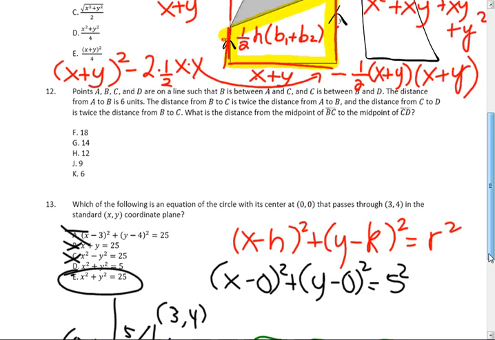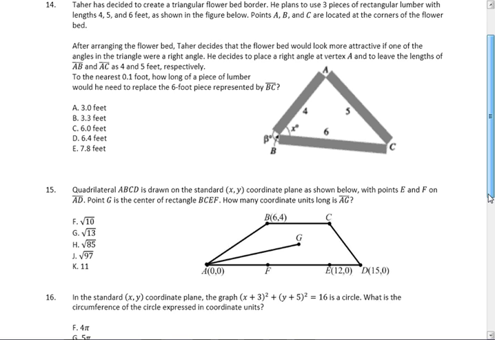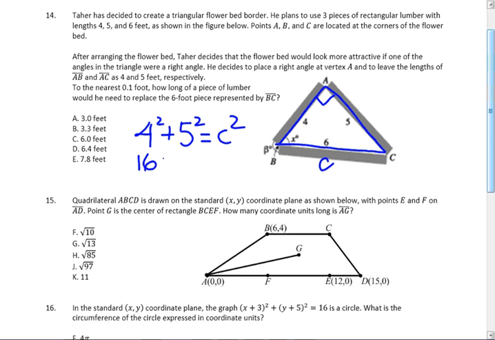Number 12 is not that hard. Now, on number 14, don't get disturbed by the picture. Just think of this triangle. I was disturbed by the picture. And it's just Pythagorean theorem. This is the one that I did not use the calculator on. Because I said 4 squared plus 5 squared equals c squared. So 16 plus 25 equals c squared. So c squared equals, what's that end up giving me? 41? Okay, so c is the square root of 41.